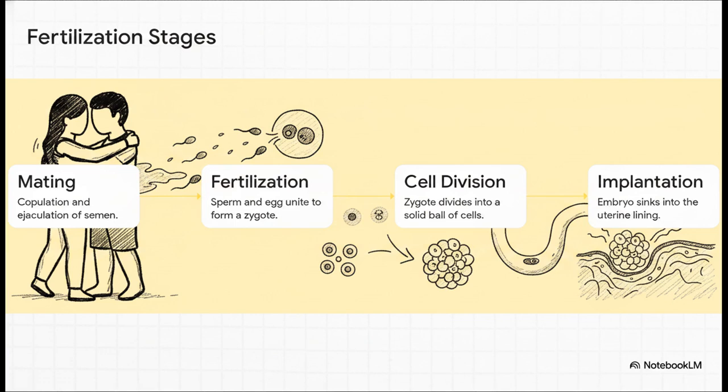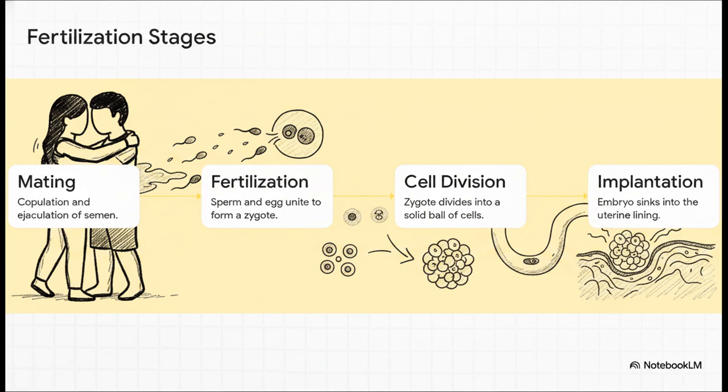So what actually happens when these biological systems finally connect to create new life? Well, it kicks off with mating, leading to the ejaculation of semen. The male gamete, the supermobile sperm, has to navigate all the way to and then penetrate the much larger non-mobile female egg. When the male and female nuclei fuse, boom, we have fertilization, creating a single cell called a zygote, but it definitely doesn't stay a single cell for long.